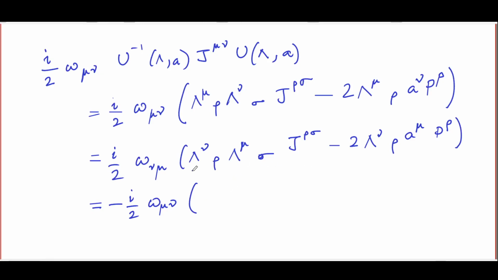And in this term, we will play another trick. We are going to interchange rho and sigma as well. Rho and sigma are dummy indices, so we can of course call them anything else, including interchange them. Now, if we do that, we get lambda nu sigma lambda mu rho J sigma rho, minus twice lambda nu rho a mu p rho.